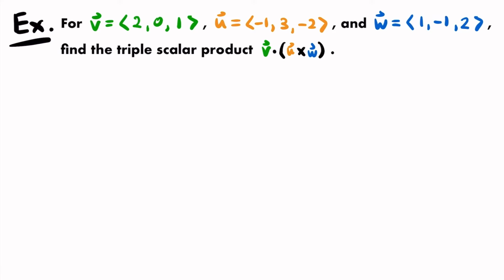Now we're going to use a little shortcut method to do both the cross product and the dot product at the same time, but in general that's what this notation is telling you: that you are taking the dot product of vector v and the result of this cross product.